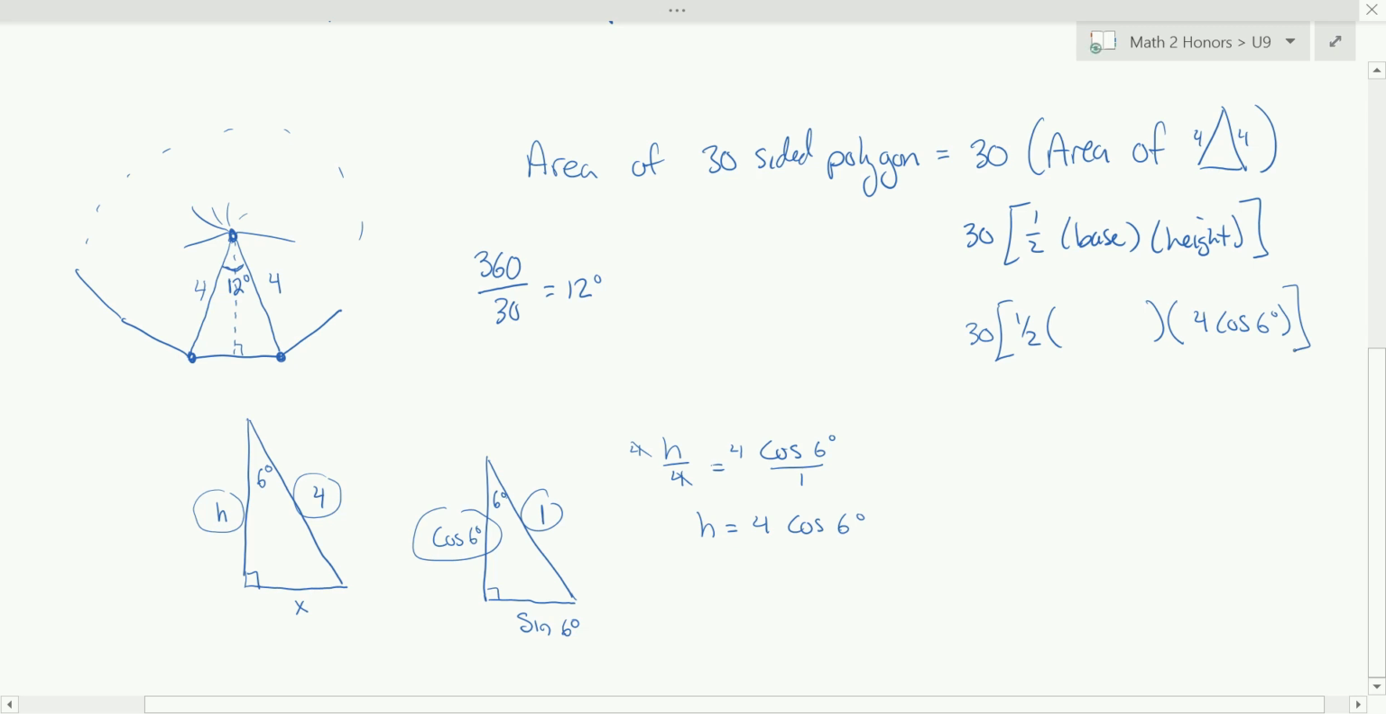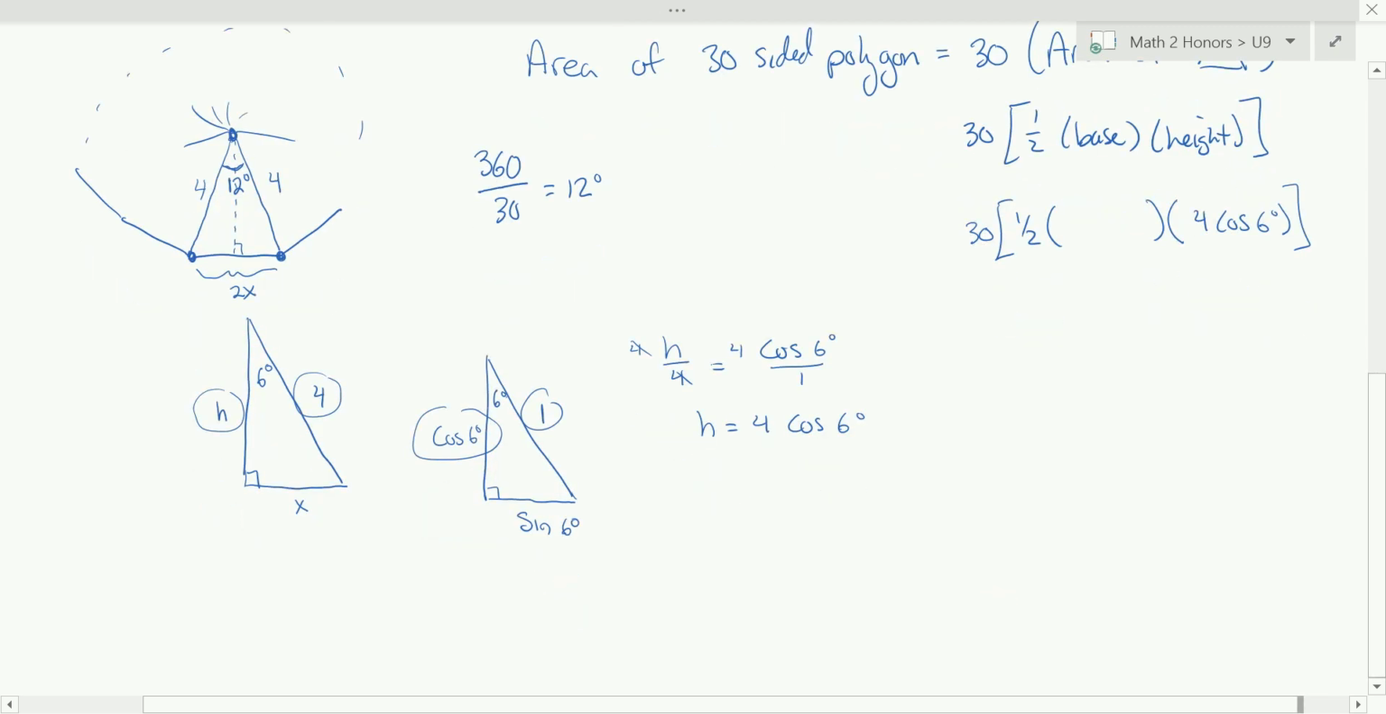The base is right here, but x is going to be half our base. So if we find x, we can double that to find the base of our isosceles triangle. Right, so this base right here will be 2 times x. And I can still use these two triangles to solve for x. We can say x over 4 is sine over 1. And multiply both sides by 4. And you get x is equal to 4 times the sine of 6 degrees.